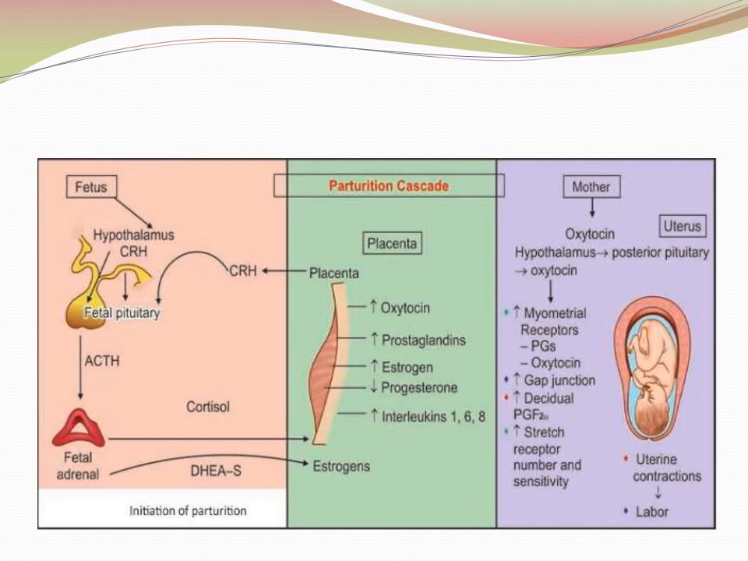And in the mother, you can see the hypothalamus acts on the posterior pituitary to release oxytocin, and in turn the oxytocin increases the myometrial receptors in the uterus, which cause release of prostaglandins and increase gap junctions. The prostaglandins are released, and there are also stretch receptors which increase in number and sensitivity, and then cause uterine contractions, which lead to the onset of labor. So you can see all these factors are interrelated.